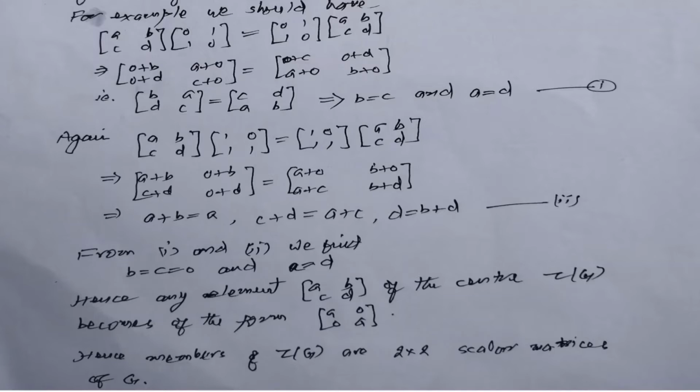Now solving 1 and 2, we find B equals C equals 0 and A equals D. Hence, any element [A, B; C, D] of the center Z(G) becomes of the form [A, 0; 0, A]. Hence, members of Z(G) are the 2 by 2 scalar matrices of G.